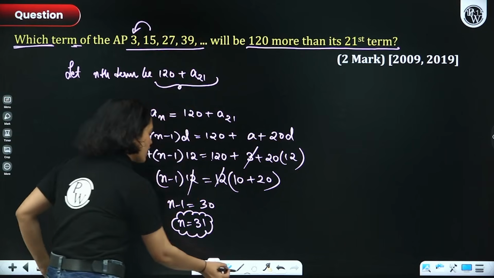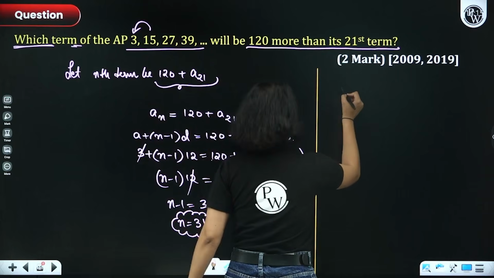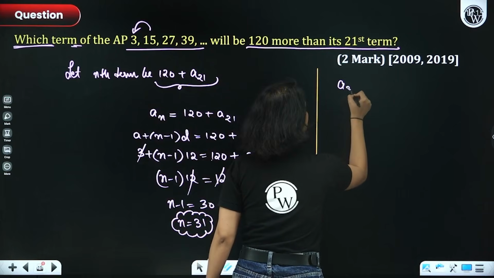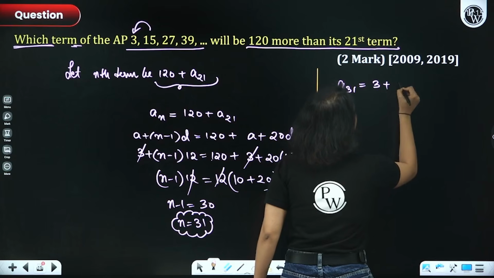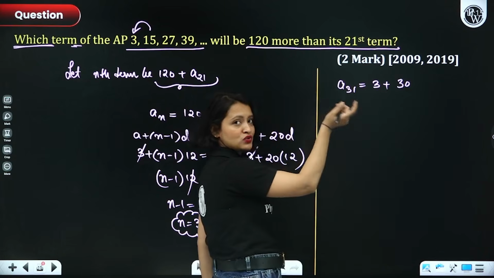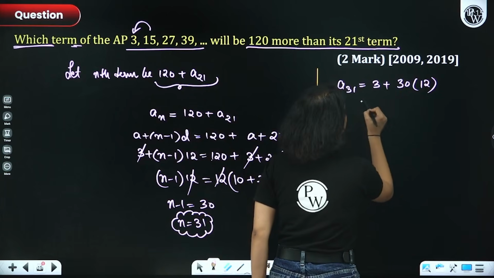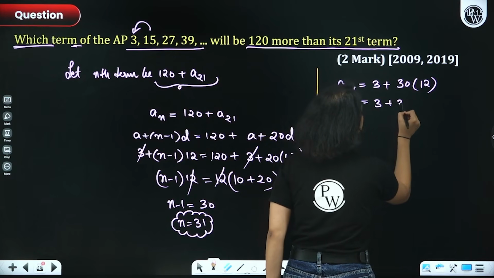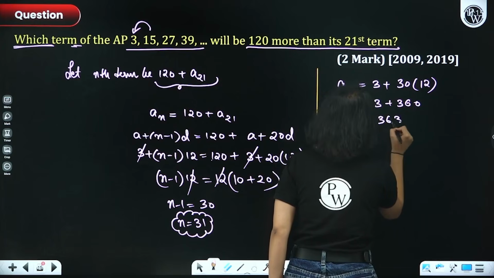Now if you're confused guys, you can figure out the 31st term also. So A31 would be equal to what? A, that is 3, plus n minus 1, that means 31 minus 1, that is 30, into D. D is 12. So this would come out to be 3 plus 360. So that would come out to be 363.